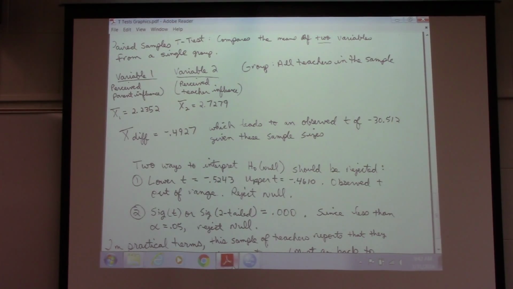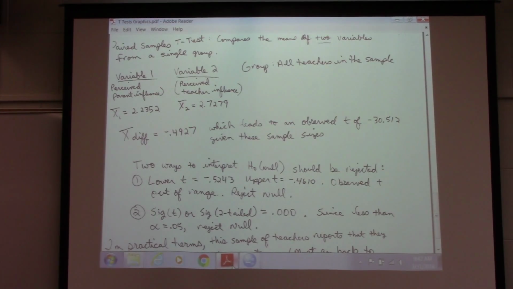The key word that we focused in on is there a difference? That tells me I'm in a causal comparative model. So again, I ask myself, how many groups, how many samples, if you will? 1, it's all teachers. How many variables? 2, parent influence and teacher influence. So that tells me I have a paired samples t-test. I have a pair of variables that I ask questions from a single group.